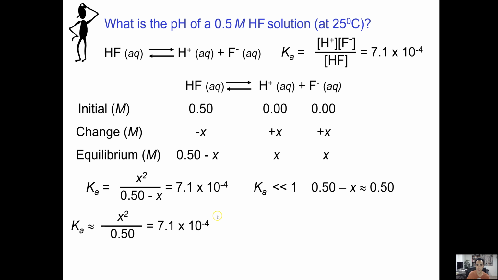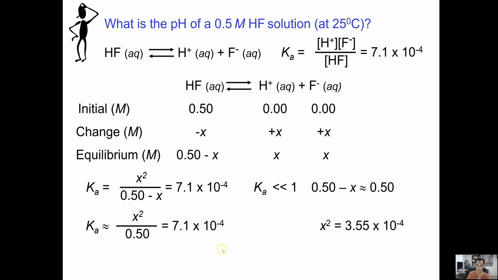So to simplify life a little bit, we're going to end up using that assumption of that 0.50 because it is a weak acid. And then we're going to keep the X squared. And at this point, it's simple math. So once you solve for X squared, that gives you 3.55 times 10 to the negative 4. And then you should get X equals 0.019 molar. And that's going to be your answer for that.